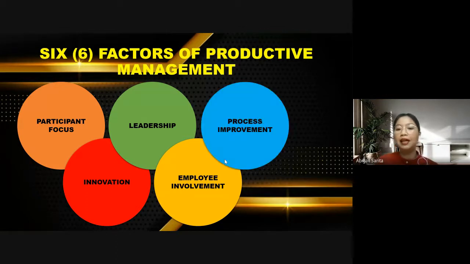And last but not the least, process improvement. So, lagi silang aiming for excellence or aiming for success or aiming for exceptional effort. Lagi nilang ina-upgrade yung mga products and services nila, yung operations nila. Nagpapatraining sila sa mga empleyado nila or sa staff nila para mas gumaling pa yung skills and competencies ng staff nila in order for them to serve their clients or their employees well. So these are the 6 factors of productive management.